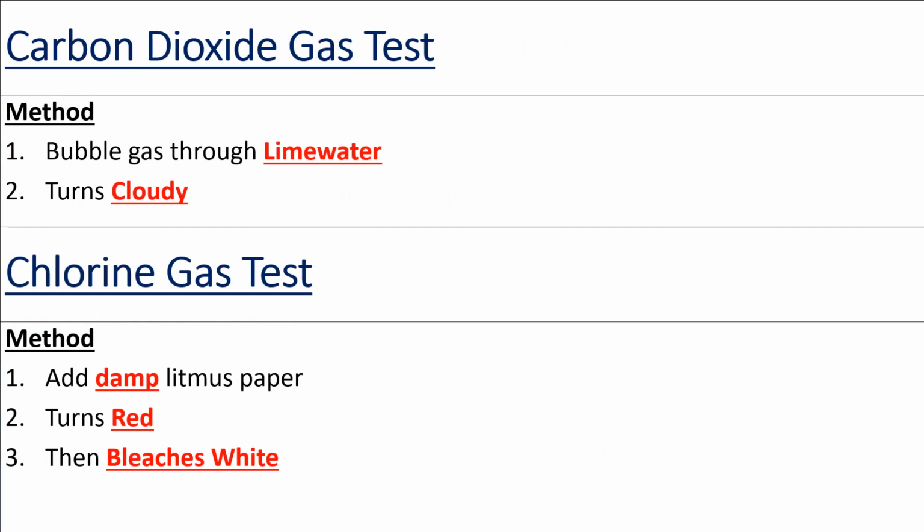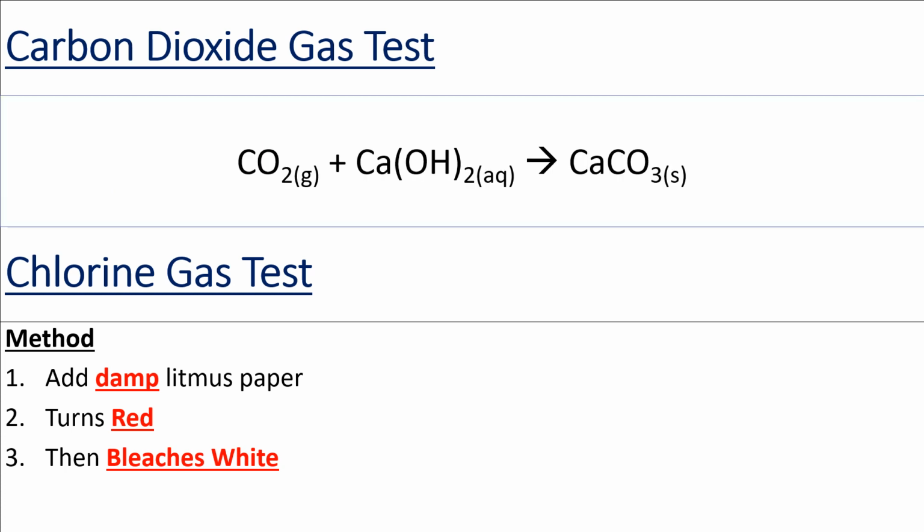The carbon dioxide test, you bubble it through lime water and it turns cloudy. And the reason for this is that lime water is calcium hydroxide, aqueous calcium hydroxide, and when you bubble carbon dioxide through it, it forms insoluble calcium carbonate. So you're actually forming a precipitate of insoluble calcium carbonate, which is what makes it go cloudy. And if you were to leave it, what you would see is that calcium carbonate would settle on the bottom.